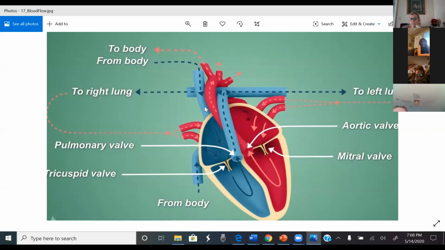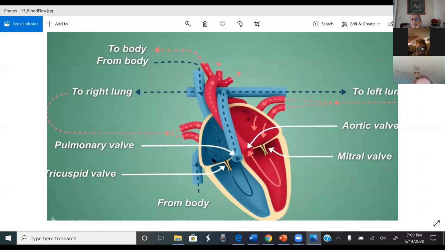Inferior and superior vena cava, right? And where do they go? What is this? Right ventricle, that's over here. Where's the first place it goes? Right atrium. The pulmonary valve is here, but where do these two go?